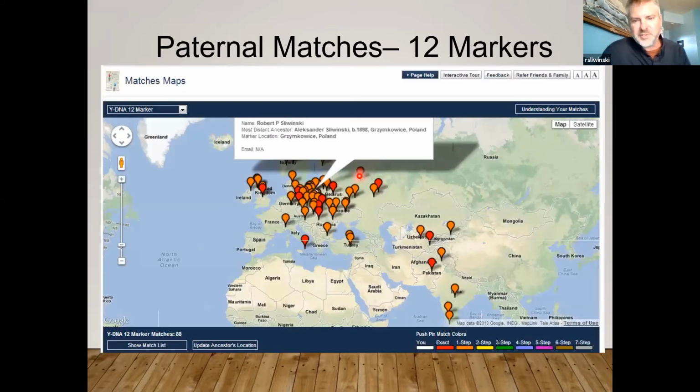Okay, these are paternal matches at 12 markers. Now, if you can see, the balloon right there goes to my white, he's hiding in there. That's my distant ancestor, Alexander Slowinski, born in 1898 in a town called Grzymkowice, Poland.